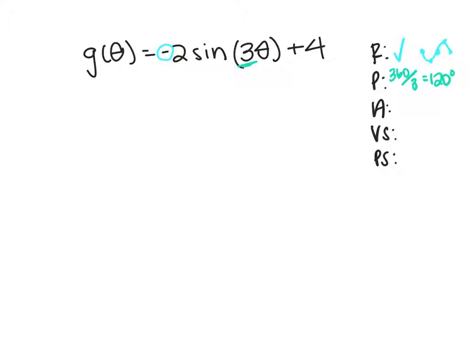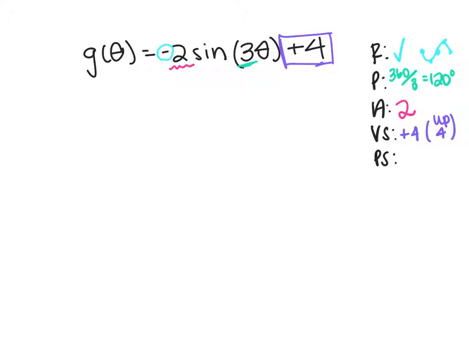Next, the amplitude. The amplitude is affected by anything being multiplied outside the sine function. So this time sine is being multiplied by 2, so our amplitude will be 2. Next, the vertical shift. That is affected by anything being added or subtracted outside the function. So in this case, there's that plus 4 outside the function. So our vertical shift is a plus 4, which means we are moving up 4 units.